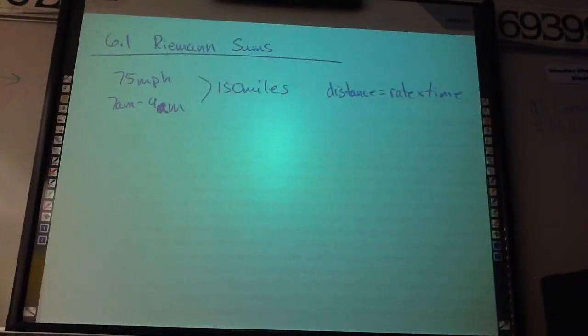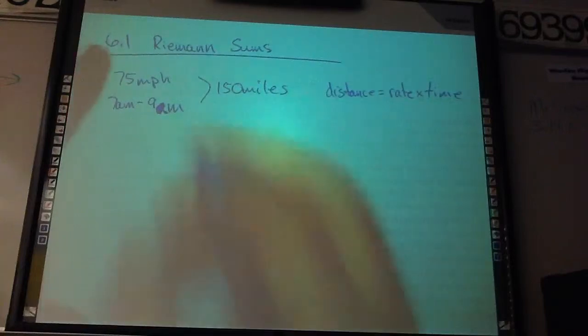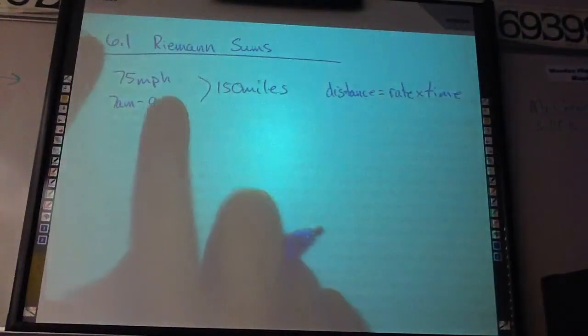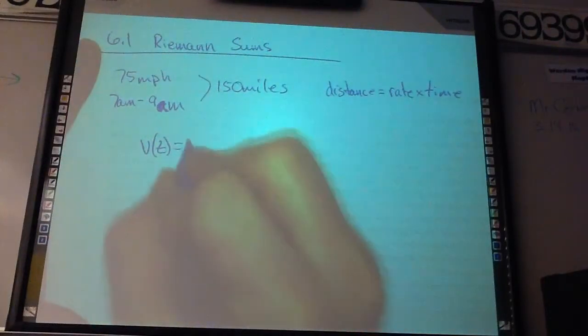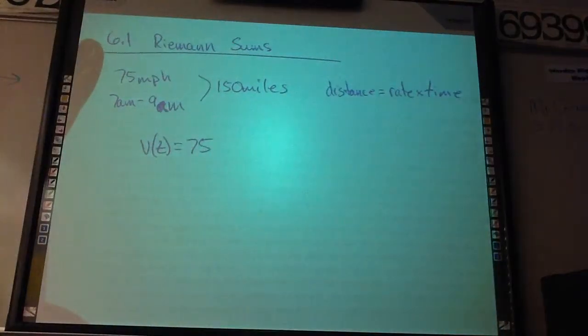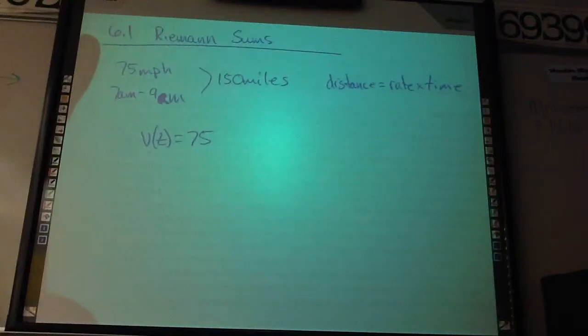Well, that's simple. But now suppose you are Isaac Newton trying to make a connection between this formula and the graph of the velocity function. So here's where it gets good. Let's graph the velocity function. It's the derivative of position, but we don't have a position function. All we have is v of t equals 75, because it's constantly going 75 miles per hour, right?